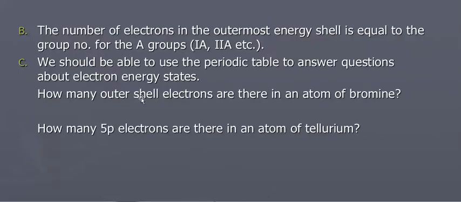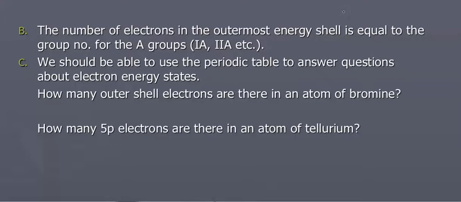The number of electrons in the outermost energy shell, which is the number of valence electrons, is equal to the group number for the A groups. So if I'm in group 1A, I have 1 valence electron. If I'm in group 4A, I have 4 valence electrons, and so forth. So we can use the periodic table to answer questions about electron energy states.